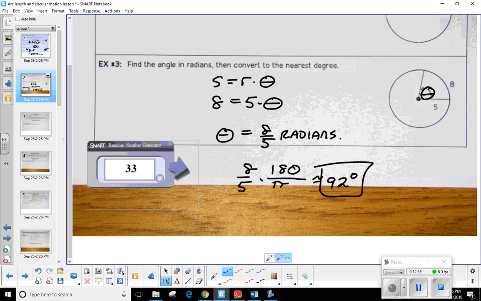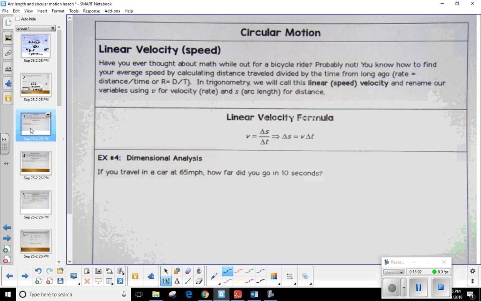There you go. Is anybody having a hard time? Anybody not sure where I'm getting these values from? Okay. Arc length, not too bad. Again, you'll probably remember seeing that in geometry. It's just that now we're using a different formula because we actually have a knowledge of radians. Okay. So now let's go ahead and put that aside for a second.